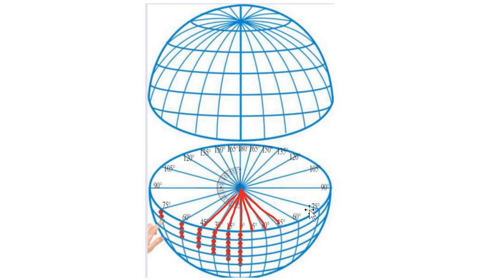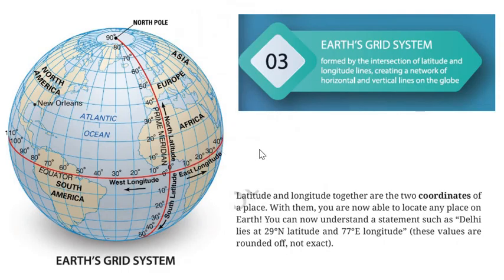Fine. Now together, the latitude and the longitude are the two coordinates of a place. So this was our basic aim of studying how to determine the location of a place. So we are using the concept of latitude and longitude. So in this way you can say that indeed Delhi lies at 29 degree north latitude and 77 degree east longitude. This we have again discussed in our last class.